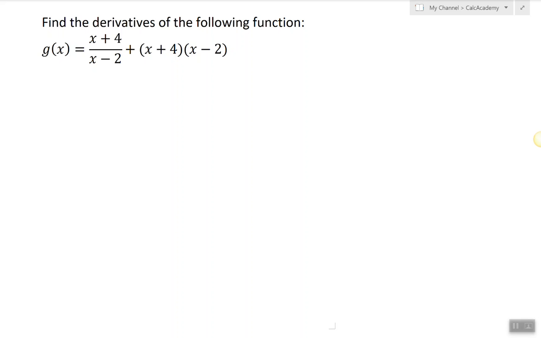In this video, I will show how to use the product and the quotient rules to find the derivative of a function. So first, let's recall the product and the quotient rule. The product rule says that when finding the derivative of a product, take the derivative of the first function multiplied by the second, and then add the first function multiplied by the derivative of the second.